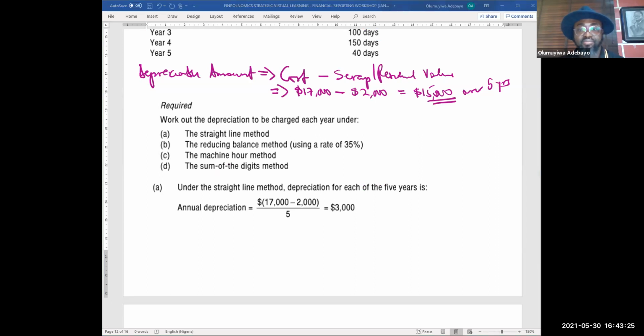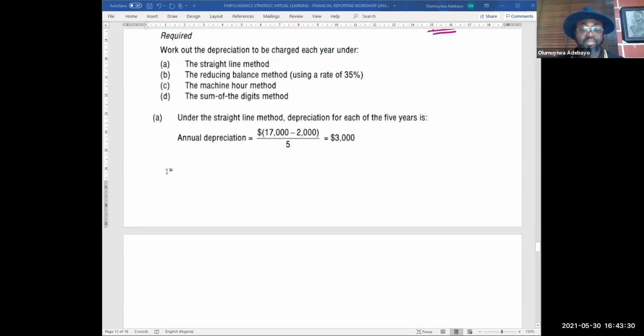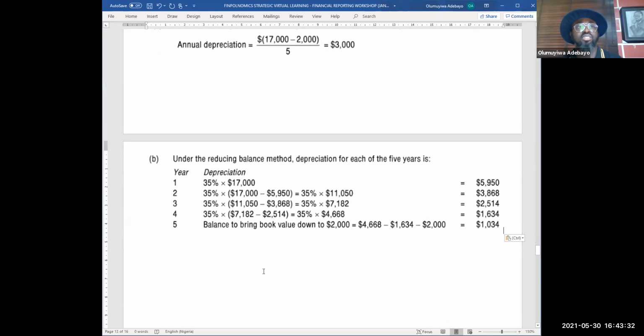Okay, what about reducing balance method? What method does it adopt? It means it depreciates on the cost using certain percentages so that at the end of the day, there will be a certain balance left in the books at the end of the useful life. And who can explain the calculation we've done here? Who can explain it for us?